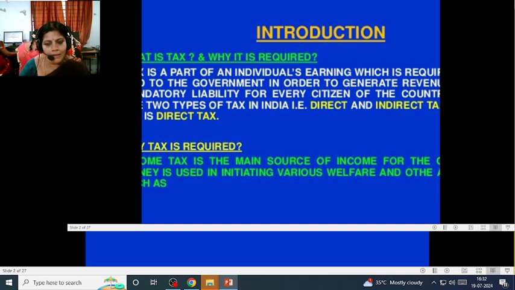Then, what is direct tax? If the tax is paid by an individual directly to the income tax authorities, it is called direct tax. For example, income tax and wealth tax are the best examples of direct tax.